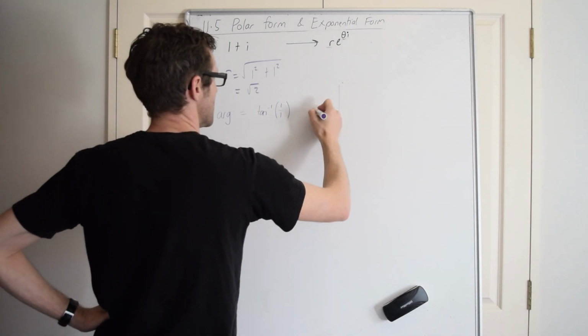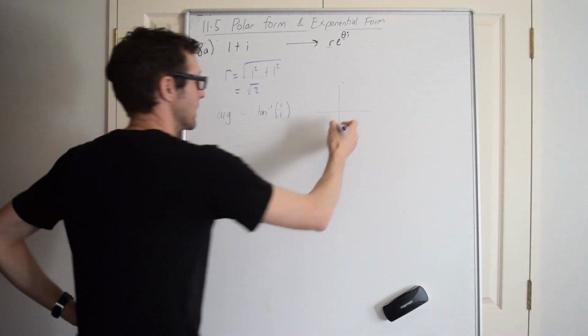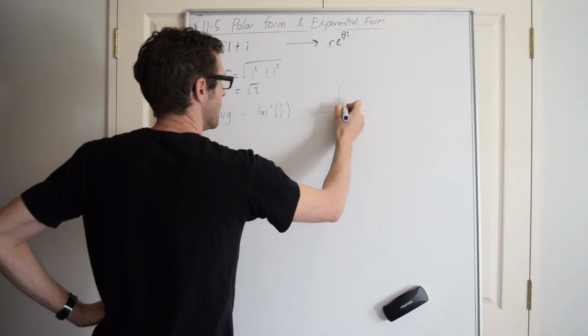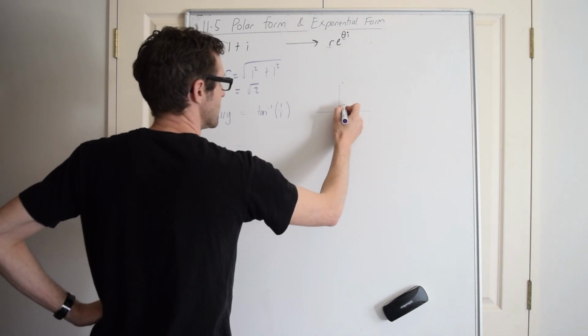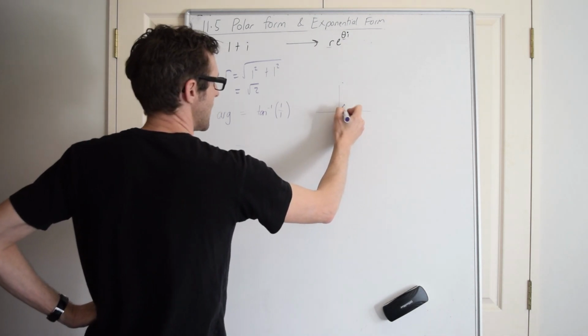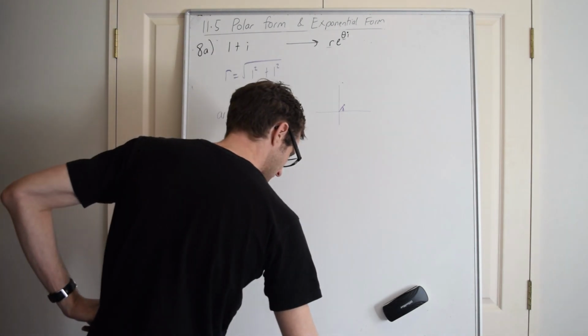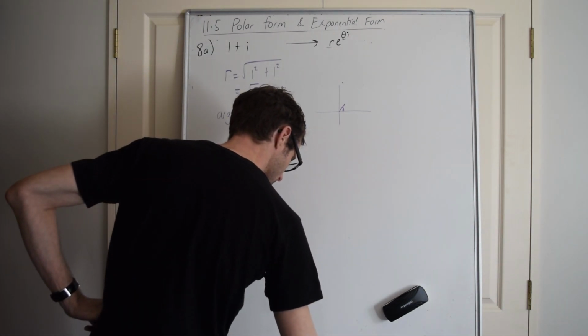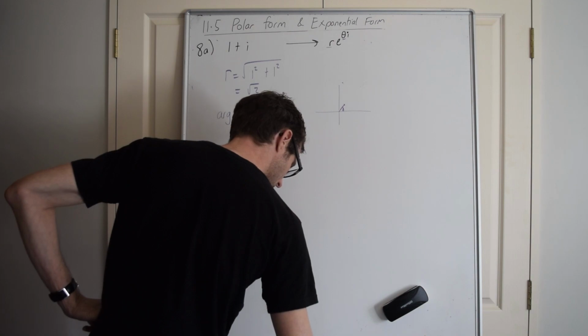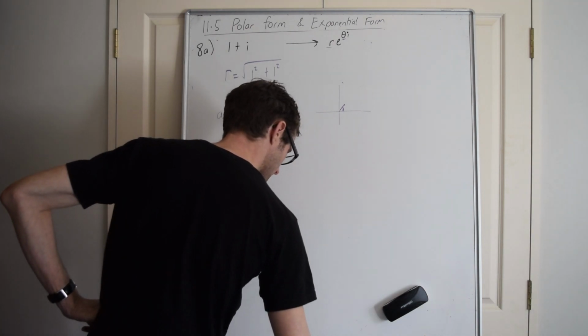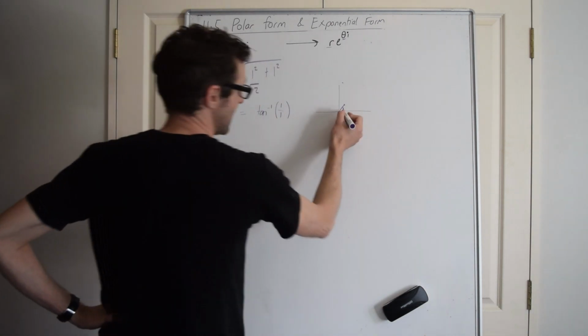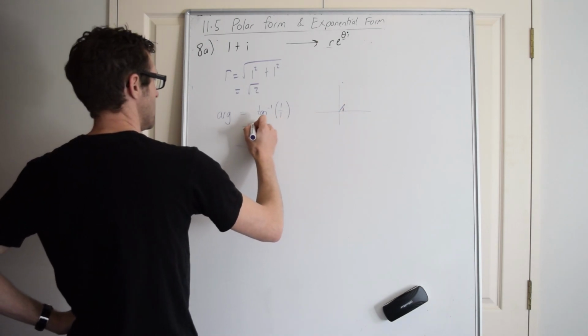I'll just do a quick sketch. I would always suggest doing a quick sketch just to find out where you are in the diagram, so you can see if your answer makes sense. So I'm looking at this angle here. Now when I do inverse tan of 1, I should be getting pi over 4, isn't it? Yeah, pi over 4, and that makes sense. That is right, okay? Pi over 4.